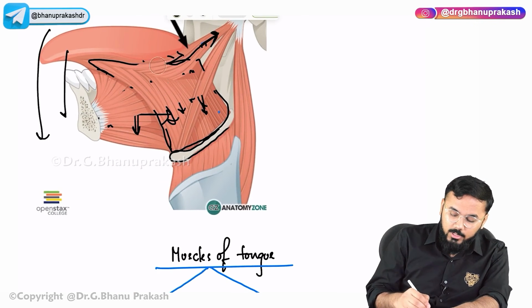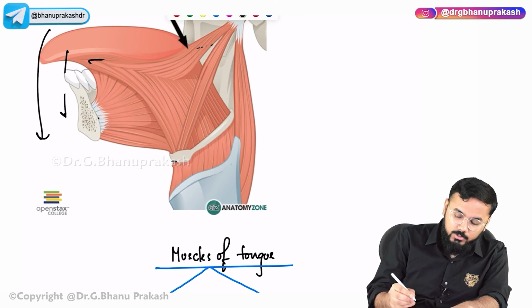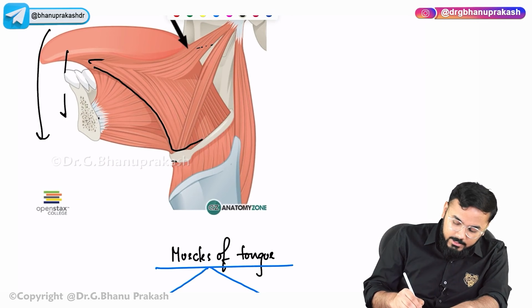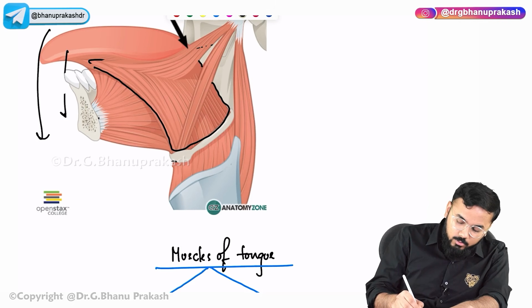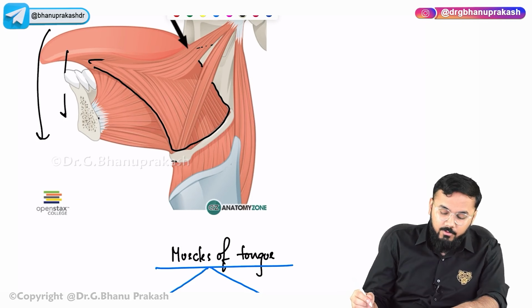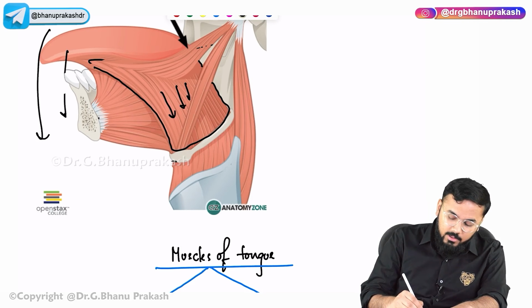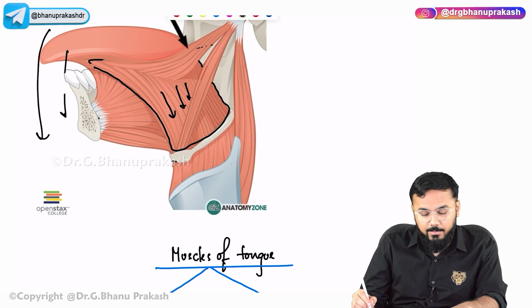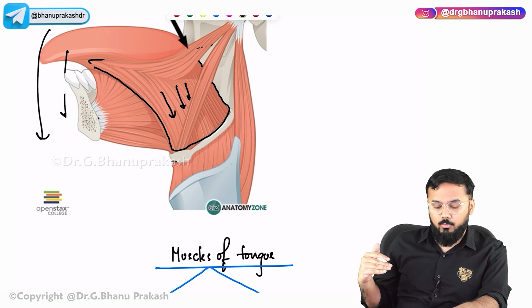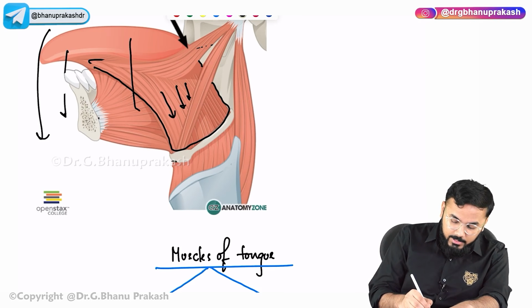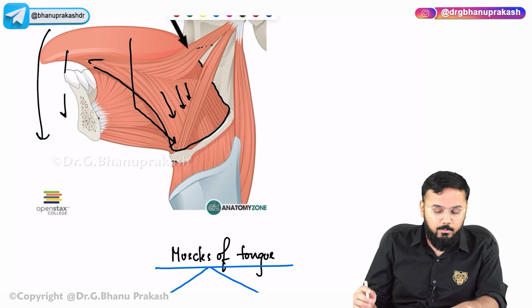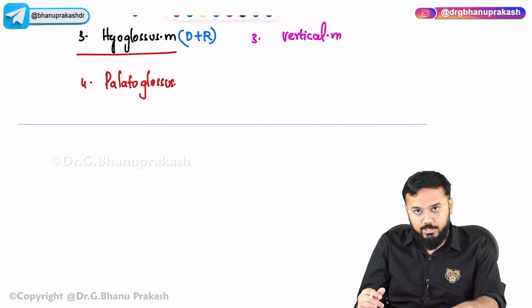Once again, look at hyoglossus. See, this entire muscle is your hyoglossus muscle. For example, if I am pulling the hyoglossus muscle, I will pull in this direction. When I am pulling in this direction, what is going to happen? First, the tongue will depress and then move back, right? The tongue will first depress like this and then move towards the hyoid bone. Depression and retraction, moving back.